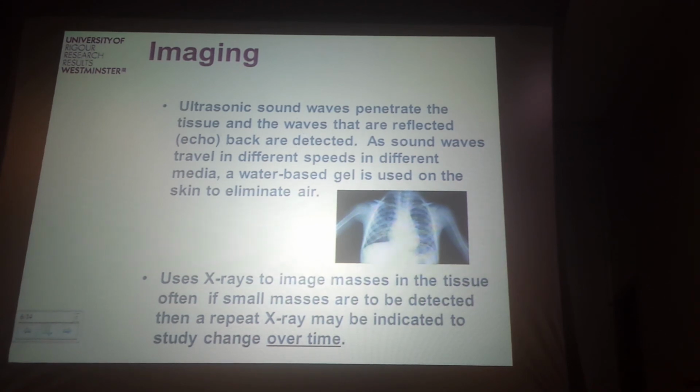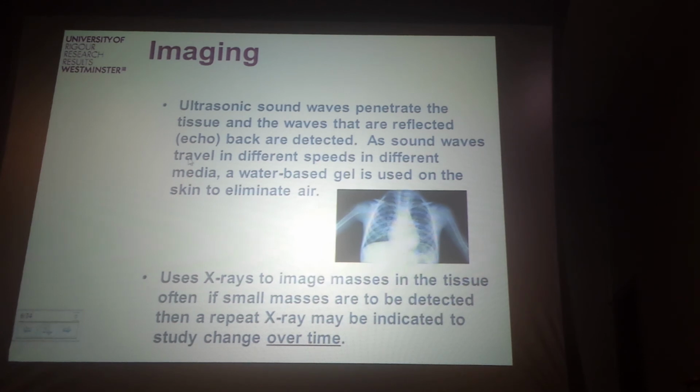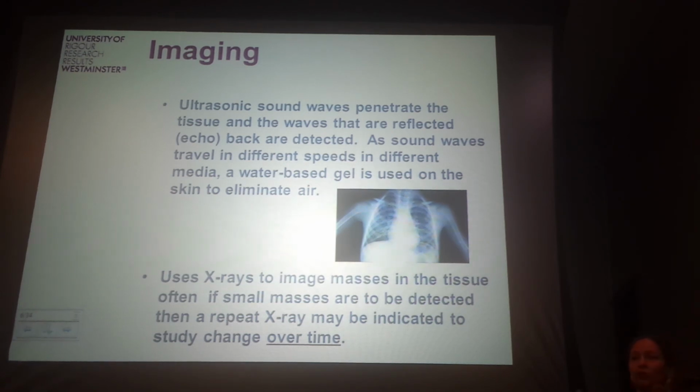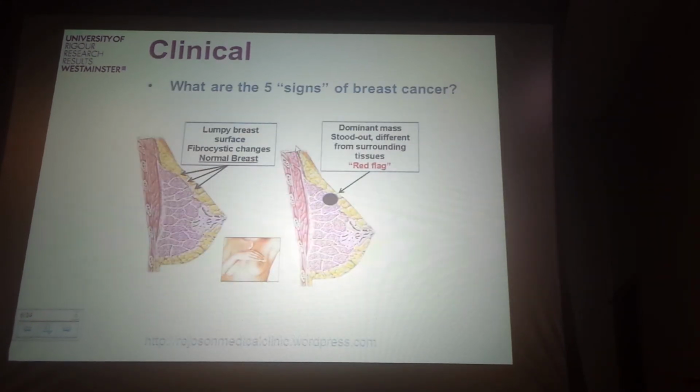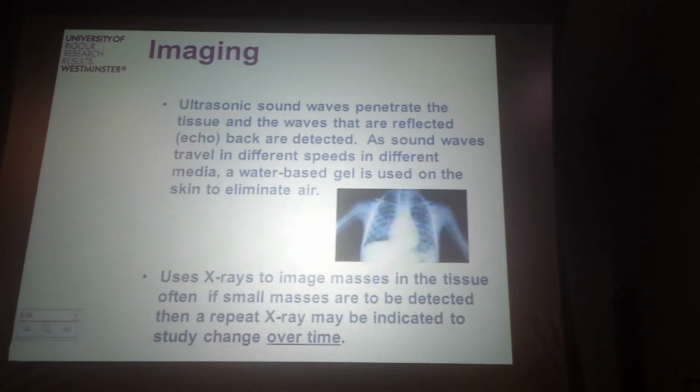So essentially, as it says here, they penetrate the tissue. The waves are reflected back and are detected. So the more waves that go through the tissue, the more acellular the tissue is. Okay? So if there's nothing in the tissue, if it was just water, the sound wave would go straight through it. Then the more cellular it is, the sound wave will bounce back. So different sound waves travel at different speeds.